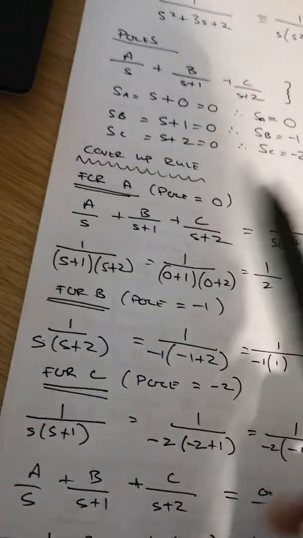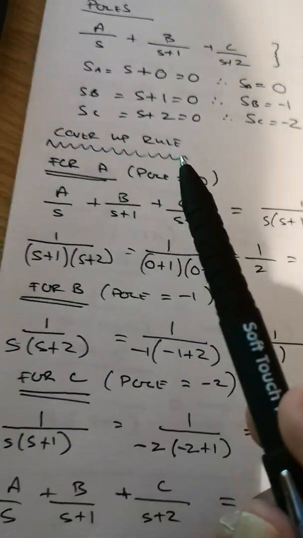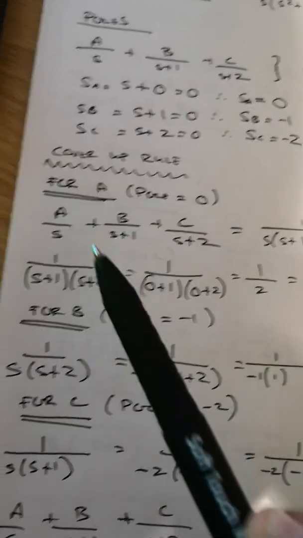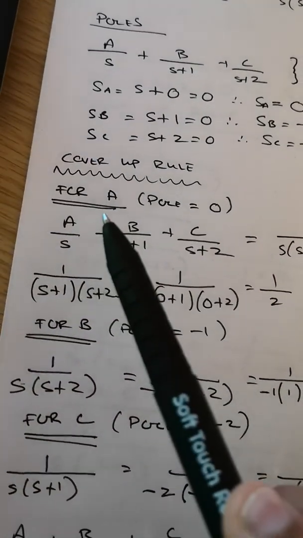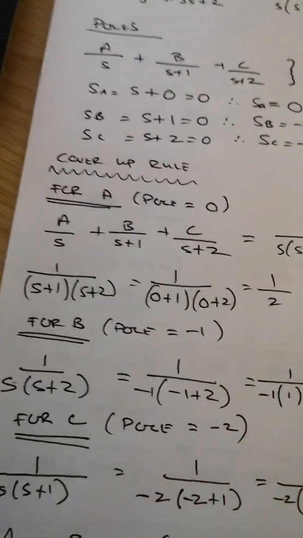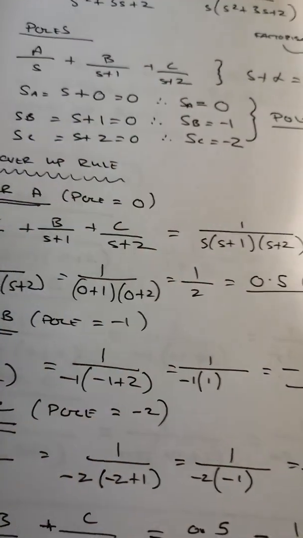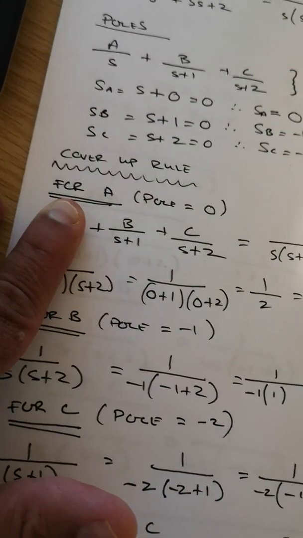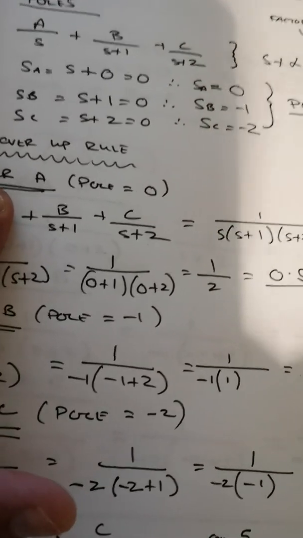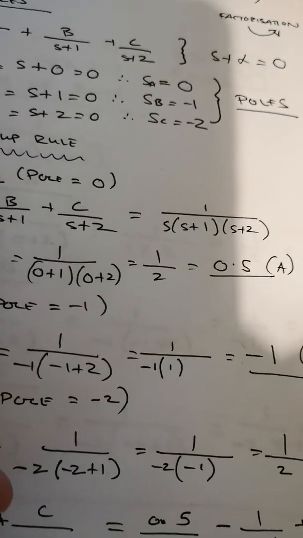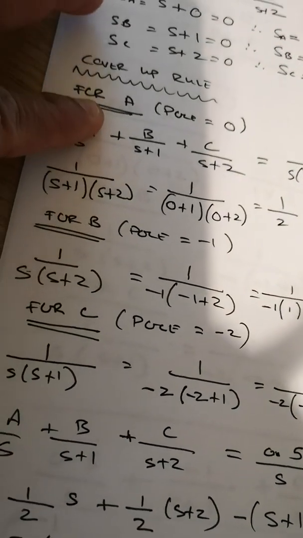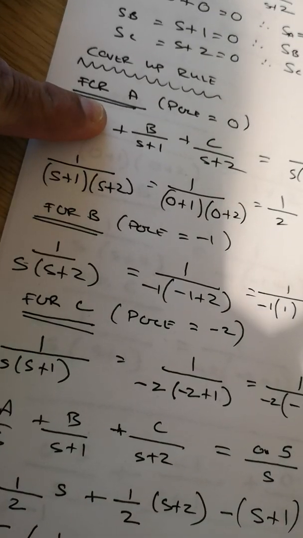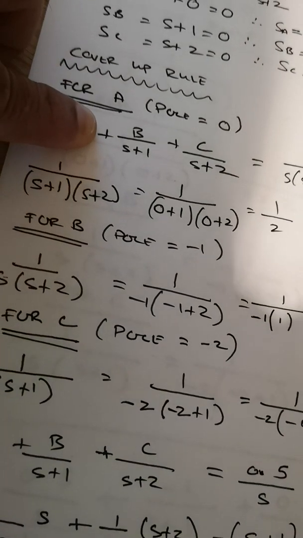Now we're going to use something called the cover-up rule, which is the best rule, I reckon, for solving partial fractions. And we're going to use the cover-up rule for A, B, and C. So let's do A first of all. This is the equation from here, and you're going to cover up this part here. We know for A, the pole is 0, so we're going to replace the s's with zeros. So you're going to cover this up, so you're left with 1 over s plus 1 and 1 over s plus 2. You're going to pretend that part doesn't exist.